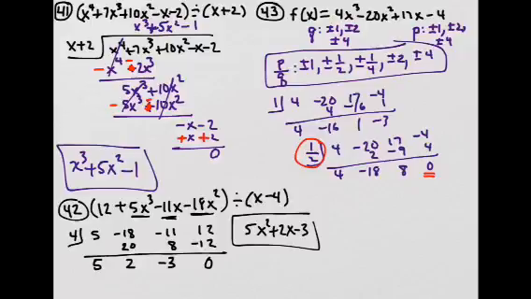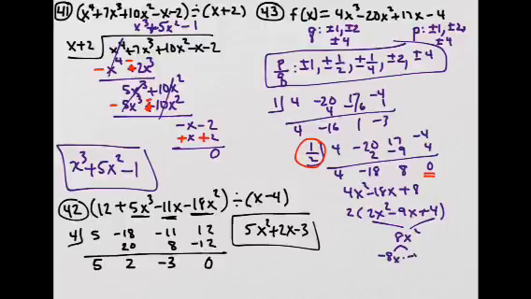So this is going to be 4x squared minus 18x plus 8. I can factor out a 2 to make the number smaller. I'm going to factor out a 2. And then I'm going to do this, 8x squared. Factors of 8 that add up to negative 9 are negative 8x and negative x.